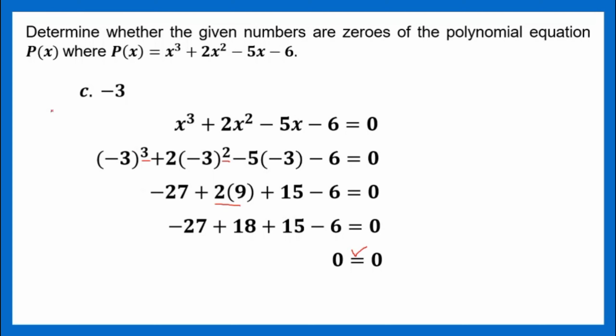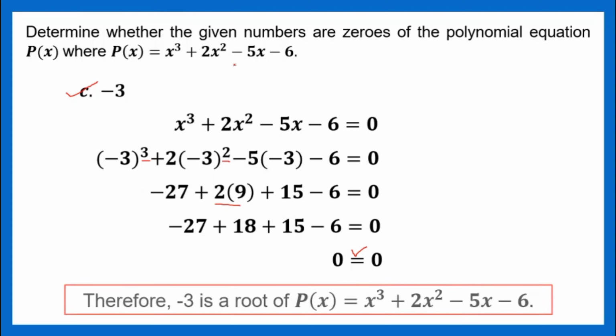So, ibig sabihin kung tama yan, yung letter C is 0 of this polynomial function. Then we can say, therefore, negative 3 is a root or 0 of p of x is equal to x cubed plus 2x squared minus 5x minus 6. Ayan. So, ganun po ang pag-check kung yung given number ba ay 0 or root of a certain polynomial function.